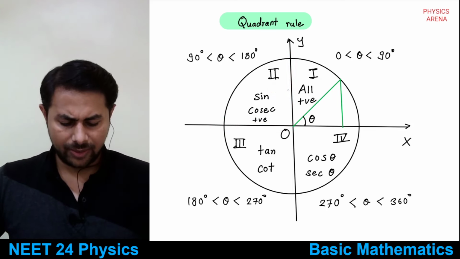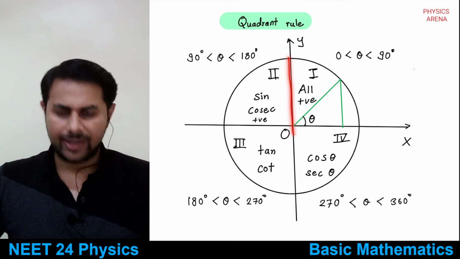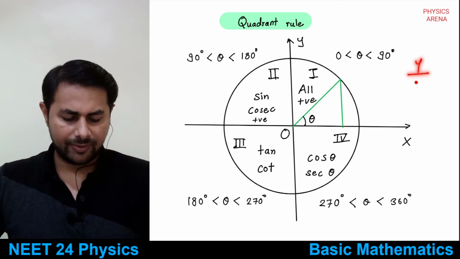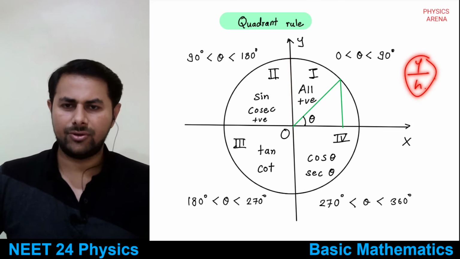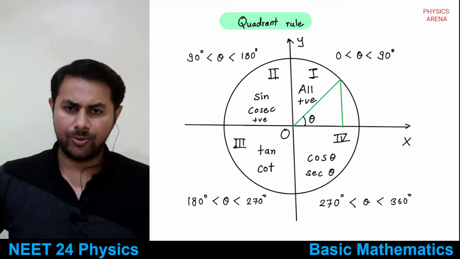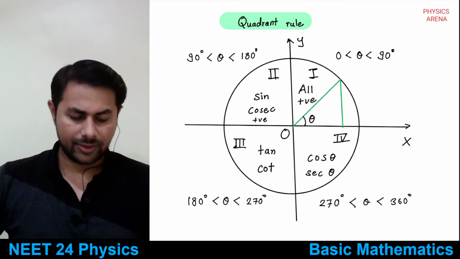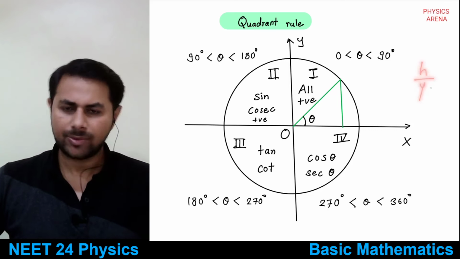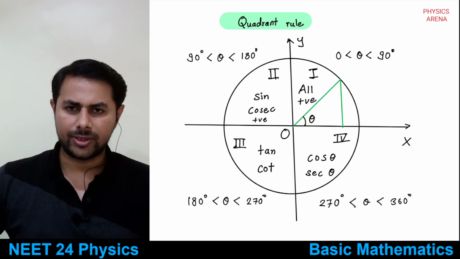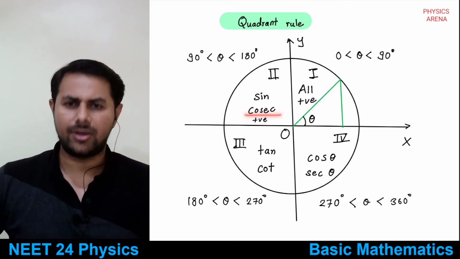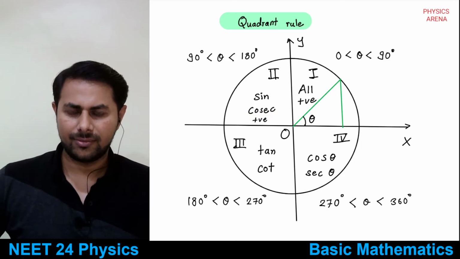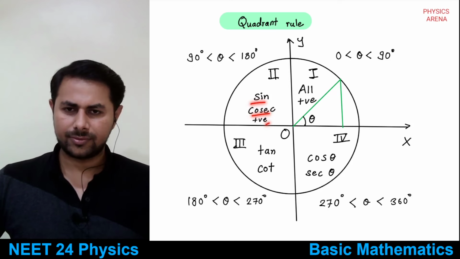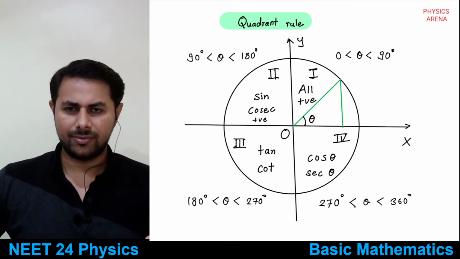And therefore, everything related to y, so y divided by h is sine. Sine would be positive. Or if you take the reciprocal of sine, that will be h upon y. So that one would be positive. That is cosec or cosecant. So they are positive and everything else will be negative, right?